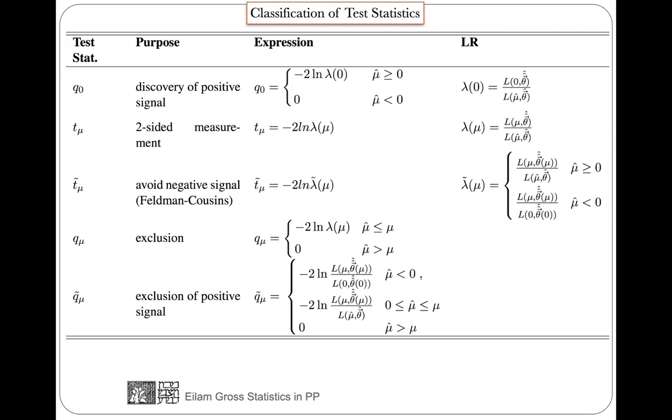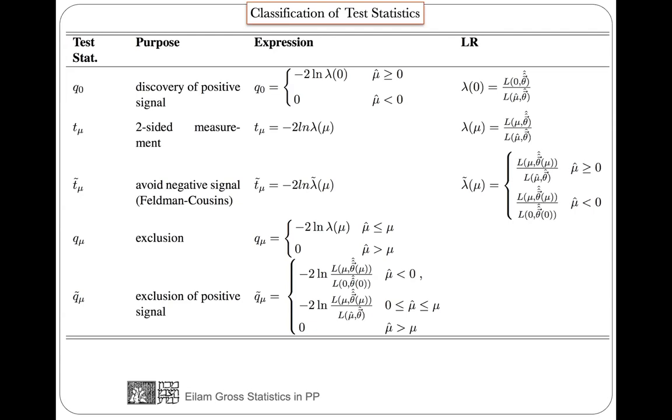If I jump now to the fourth row and look at Q mu, it means that I test the signal with a strength mu. For example, Q1 will be equivalent to what we talked about before, testing the signal hypothesis of the standard model, where mu equals 1, S plus B. This time you see something strange. Q mu equals either minus 2 log of lambda of mu, if mu hat is less than mu, but zero if mu hat is greater than mu.